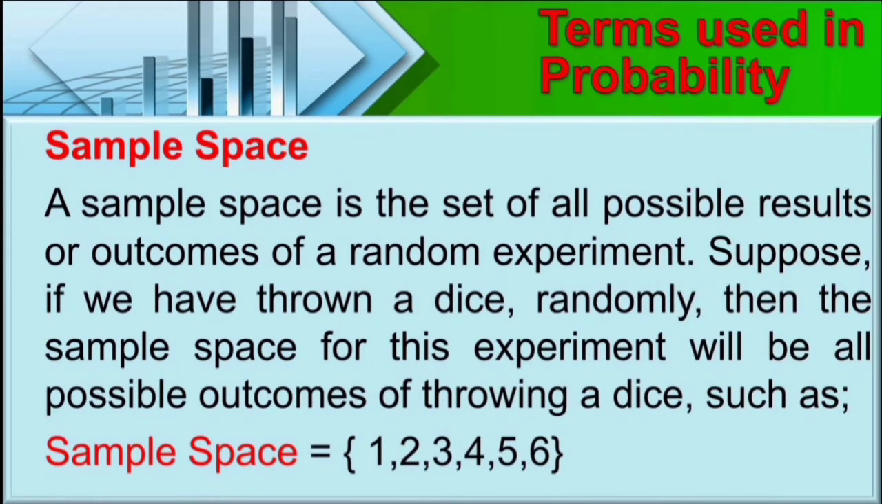Terms used in probability. Sample space. A sample space is the set of all possible results or outcomes of a random experiment. Suppose if we throw a dice randomly, then the sample space for this experiment will be all possible outcomes of throwing a dice, such as sample space is equal to 1, 2, 3, 4, 5 or 6.